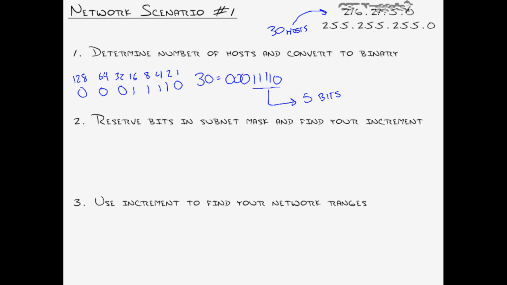Step 2 is then to reserve the bits in the mask and find your increment. Here's where the slight tweak comes in. I'm going to take the original subnet mask, and we start off with a Class C example again, 255.255.255.0, and write that in all binary. So 1, 2, 3, 4, 5, 6, 7, 8, 1, 2, 3, 4, 5, 6, 7, 8, 1, 2, 3, 4, 5, 6, 7, 8, and 1, 2, 3, 4, 5, 6, 7, 8. I'll show you how to improve your speed on that in just a moment on the next scenario.